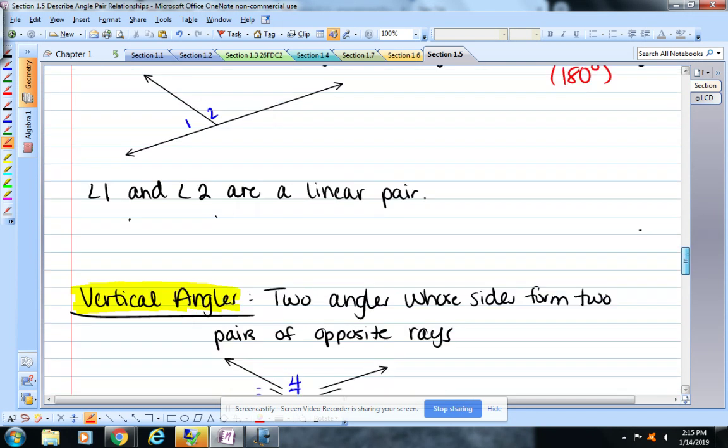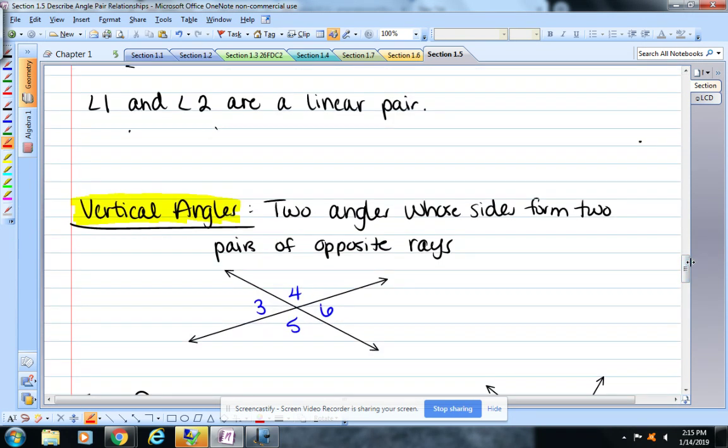Okay, so vertical angles. If we have two lines that cross each other, then obviously the two that are beside each other are a linear pair because they make a line. So for example, 3 and 4 are a linear pair because they make a line. They're going to add to be 180. But the ones across from each other are called vertical angles. Okay, so vertical angles are the ones across from each other. Put that as a side note because it makes more sense.